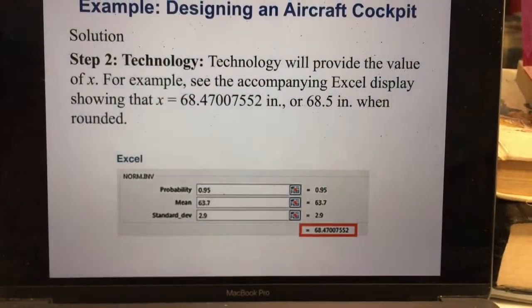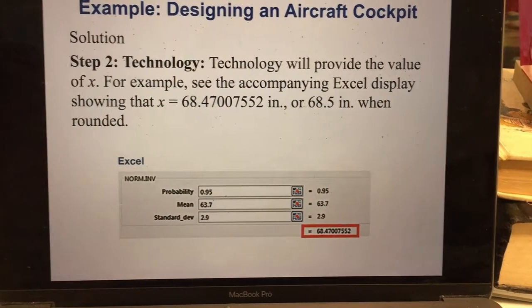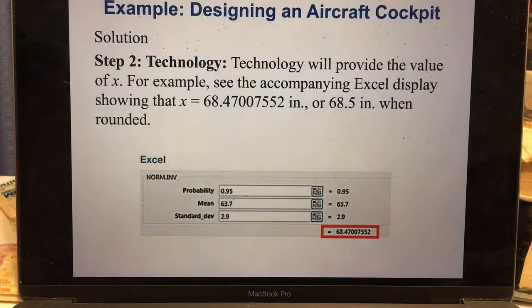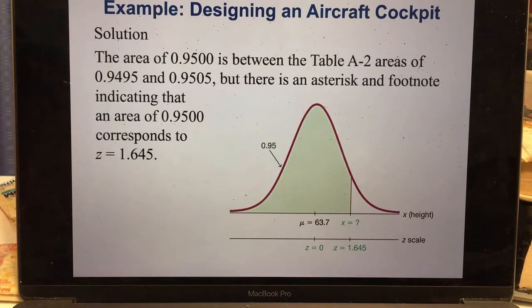And there they are doing it using the Excel inverse normal. Okay, so here they're doing the same problem again using the table. We already did that, so I'll just let you look at the screens. Okay, they got the 1.645 using the table the same way we did. Okay, that halfway in between the two.